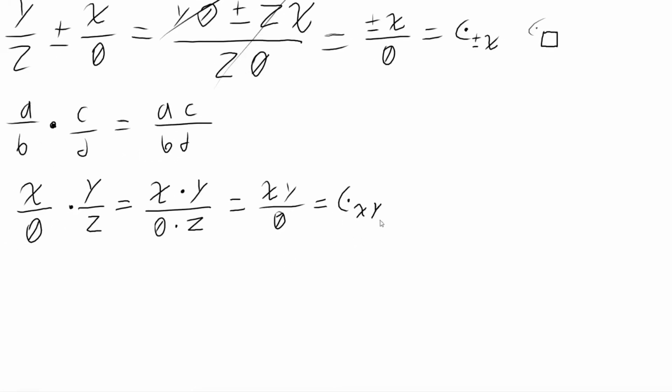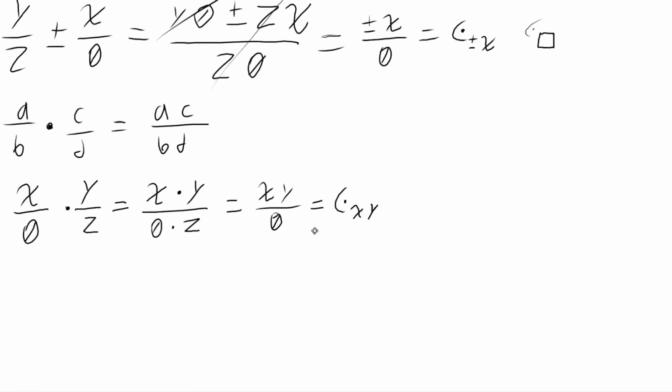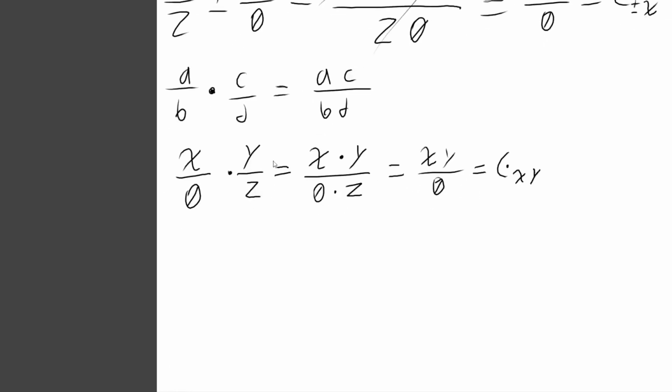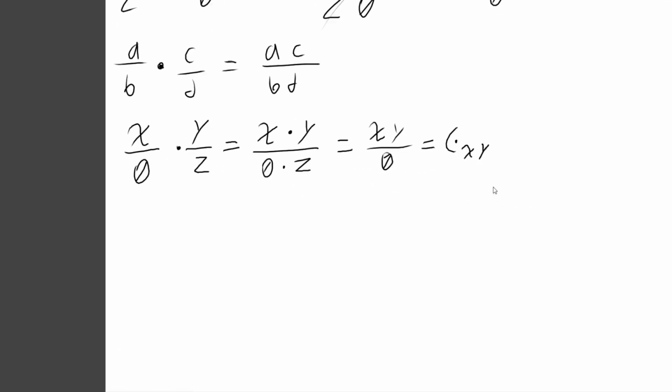So we can multiply in a number, but it's interesting because it doesn't care about the denominator. It only cares about the top. So this base z, it doesn't care about.